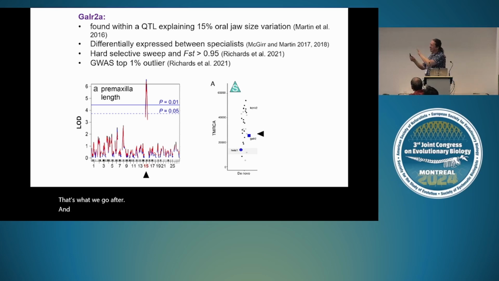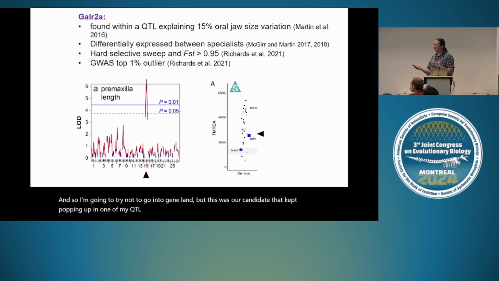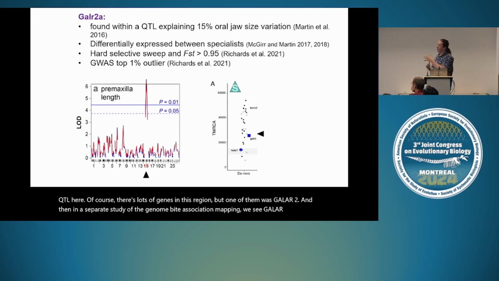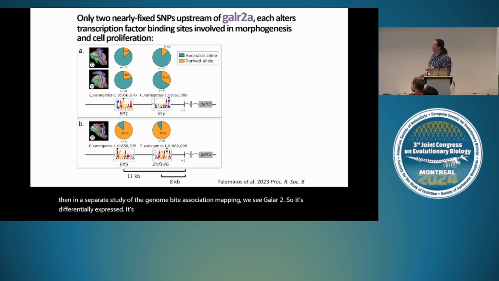And so I'm going to try not to go into gene land, but this was our candidate that kept popping up in one of my QTL, where it explains 15% of the variation in jaw length. There's a QTL here. Of course, there's lots of genes in this region, but one of them was GALR2. And then in a separate study of the genome-wide association mapping, we see GALR2. So it's differentially expressed. It's evidence of positive selection. And it only has 2 upstream highly differentiated SNPs that are in the regulatory region of this gene. Just 2, right? Again, which is the benefit of this system that is so genetically similar, right?